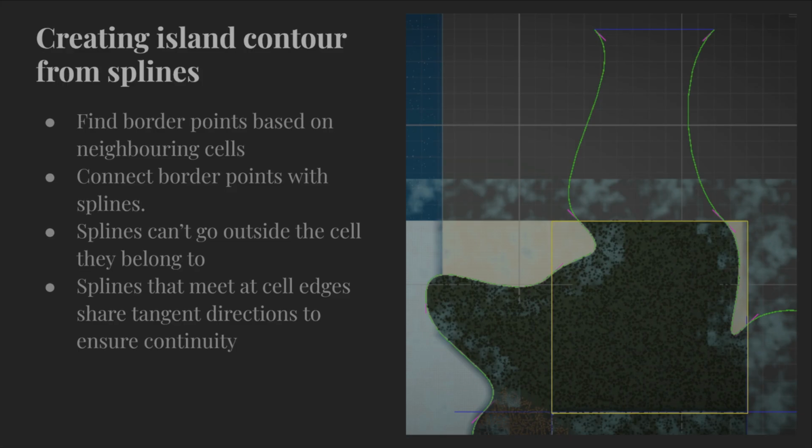And the splines that meet at cell edges share what's called tangent directions, and that's how we ensure that they have continuity. That's just math speak for saying that they smoothly connect with each other, so you can't see the seams and know where the cells meet.